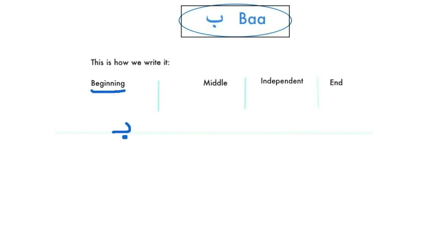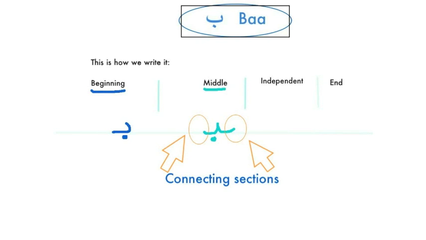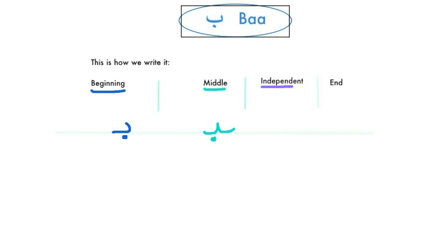Now watch as I write ba in its shape at the middle of a word. When ba comes in the middle of the word, it has a connecting section that links it to the letters that come before and after it. Now watch as I write ba in its independent shape.